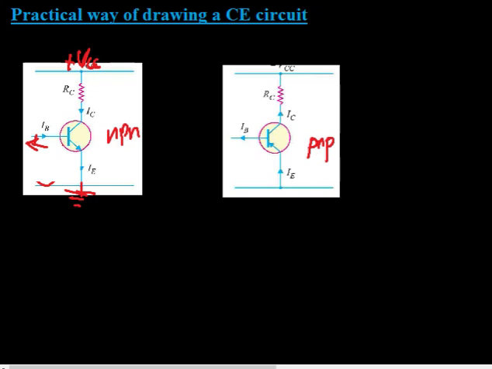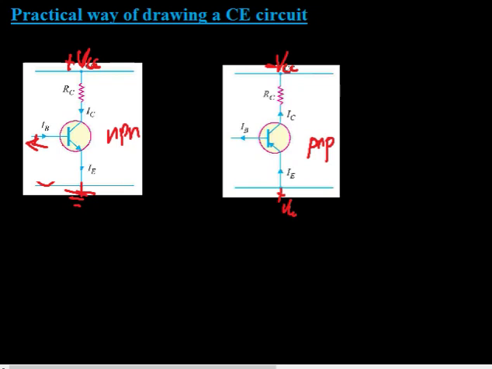For PNP transistor, we can have the connection like this, but the difference is that instead of putting plus VCC here, we are connecting minus VCC to the collector resistance, and here we will have the positive VCC applied in the emitter, and also the base emitter junction will be, in order to forward bias, we will apply the biasing voltage. So this is the practical way of representing a PNP transistor.